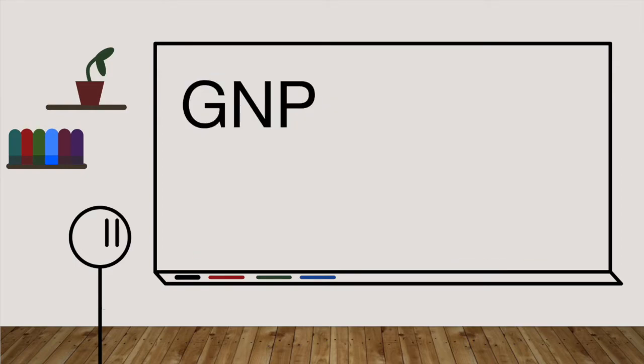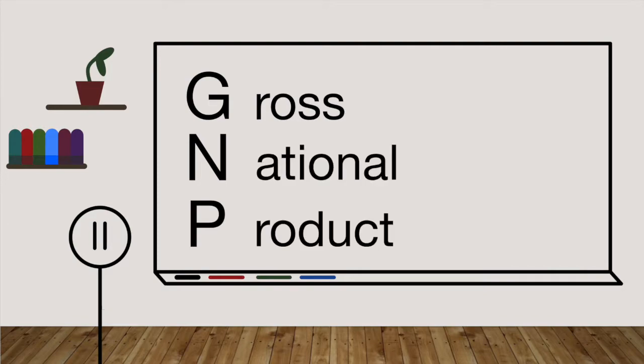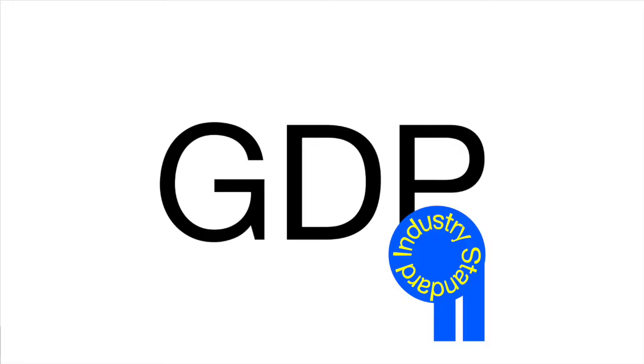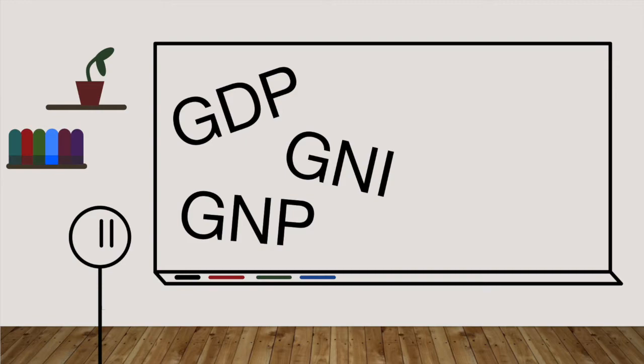GNP, which is the standard before GDP, stands for Gross National Product. It is an in-between between GDP and GNI. It is the GDP of all Americans, domestic or abroad. Because GDP is the standard, that is what we use in economics and what we will be using for the rest of this unit.